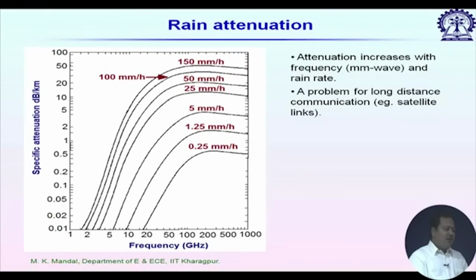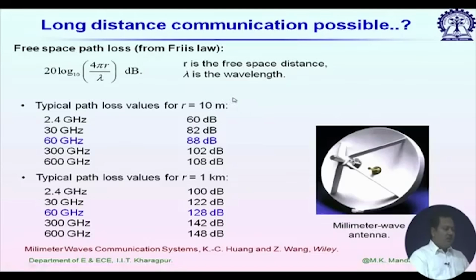So, for satellite it has to communicate between a ground based system and a satellite, which can be as high as 36,000 kilometer above the earth's surface. So, we have to keep in mind when we are going to design any millimeter wave system, rain rate can affect the channel performance. So, now is long distance communication really possible at millimeter wave frequencies?